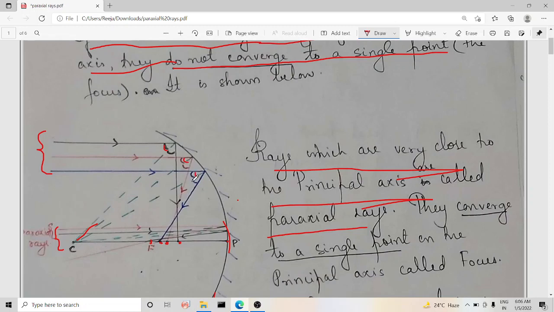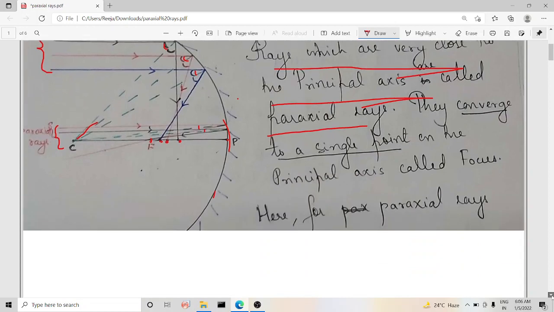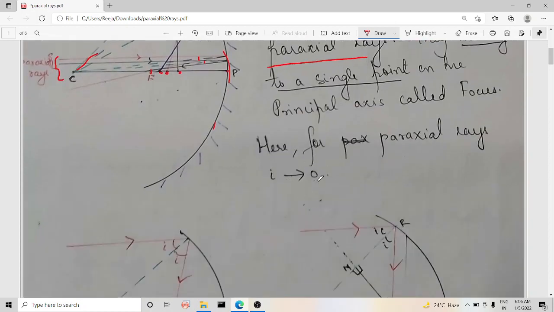If you measure these angles of incidence, what you find out is, as the ray comes closer and closer to the principal axis, the angle of incidence goes on decreasing. It becomes smaller. When you reach here for the paraxial rays, the angle of incidence is very, very small. So that is our next finding, that for the paraxial rays the angle of incidence is nearly equal to 0. For paraxial rays the angle of incidence tends to 0.